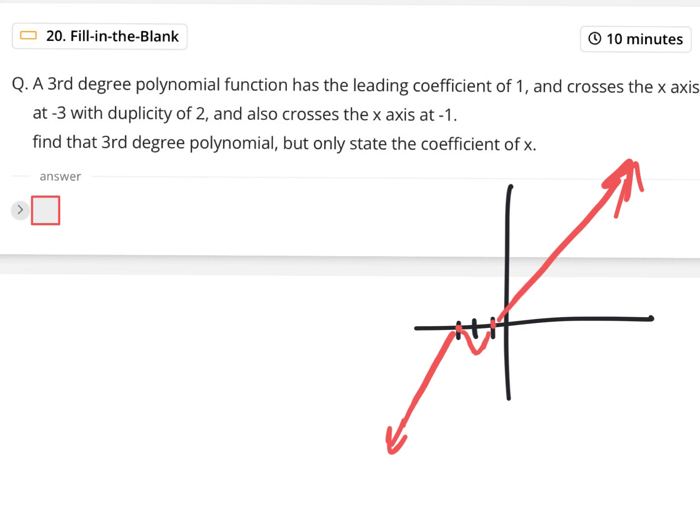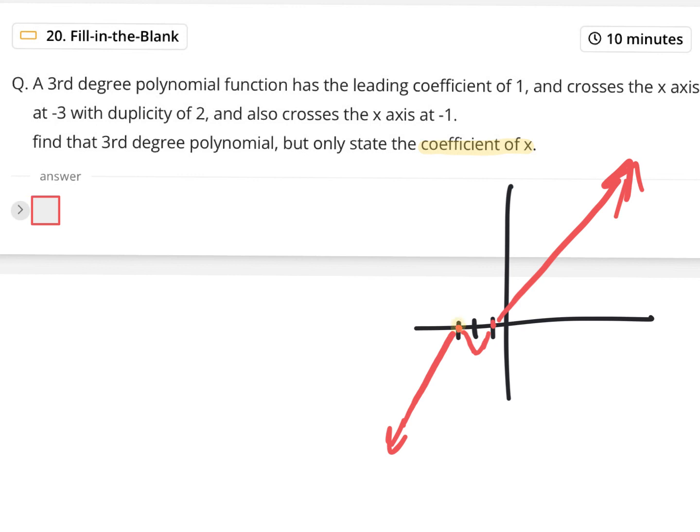But what we do know is that we need to come up with that third degree polynomial function, but only state the coefficient of x. Only state the number in front of x. Okay, well anyway, let's first come up with the polynomial function, and then we'll only state the coefficient of x.